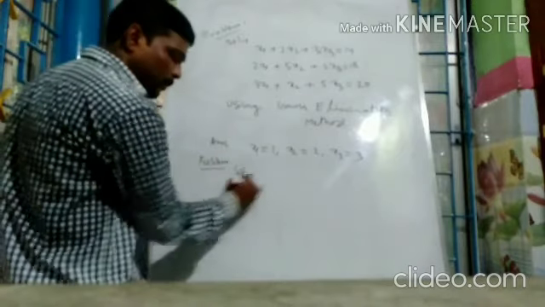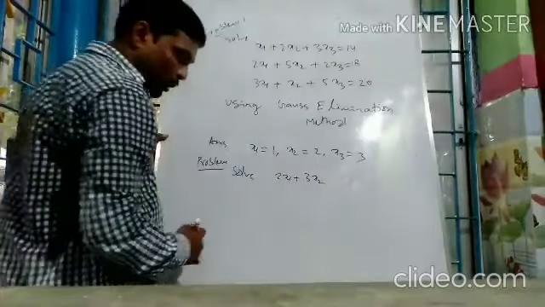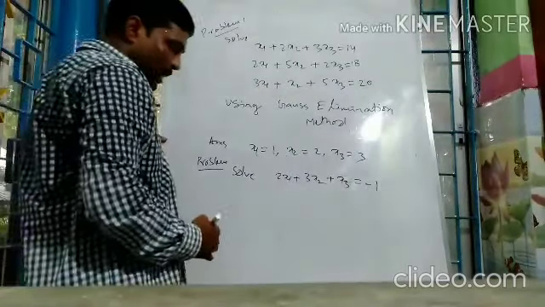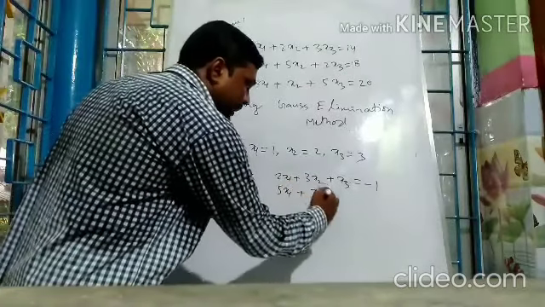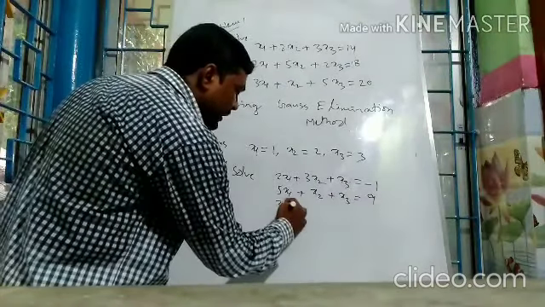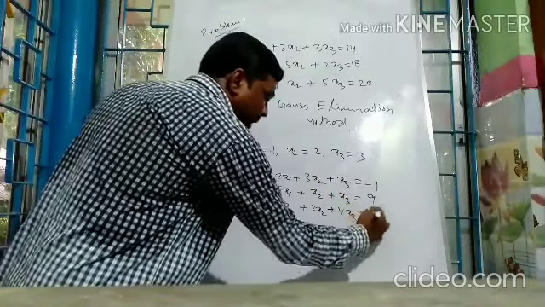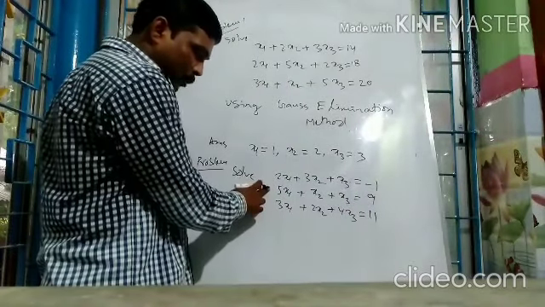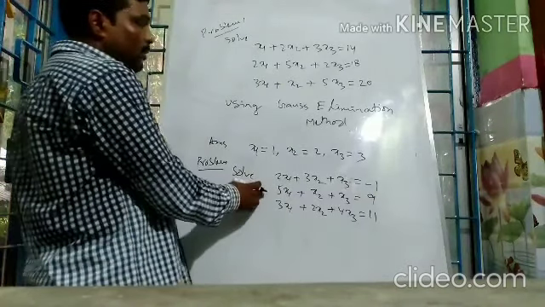Solve 2x1 plus 3x2 plus x3 equals minus 1, 5x1 plus x2 plus x3 equals 9, 3x1 plus 2x2 plus 4x3 equals 11. Solve this system of equations using the Gauss elimination method.